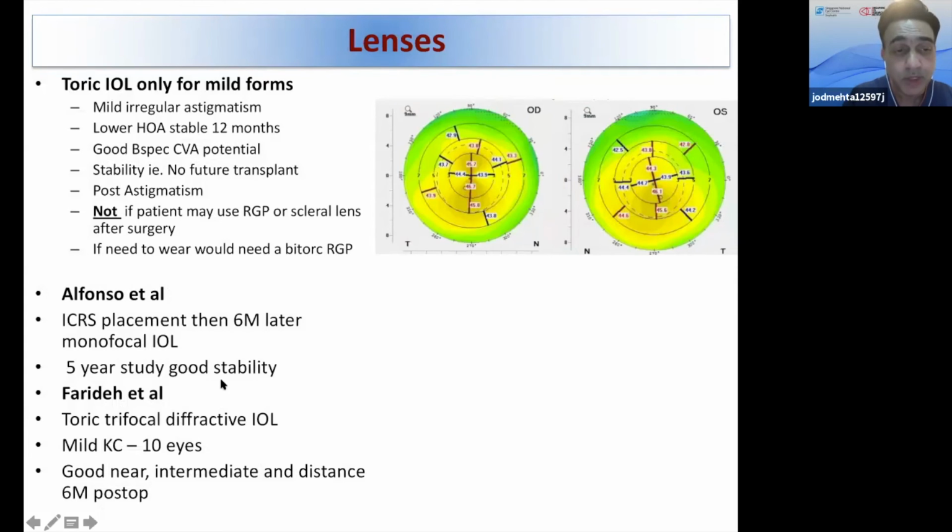do not put a toric lens inside the eye as well. If you look in the literature, you will see papers, ironically, for patients who have keratoconus or mild keratoconus who've actually had trifocals in. I find this quite difficult to believe that this is even possible.